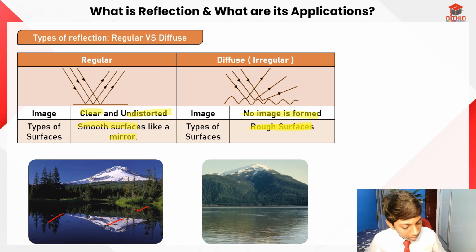Over here there's actually nothing. So this is what they mean by regular and diffuse, the types of reflection. I hope you understood that. Now let's move on.